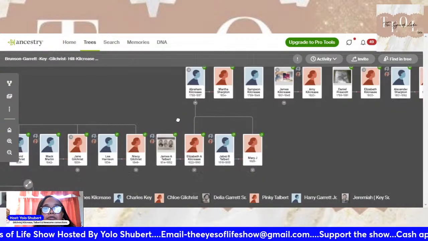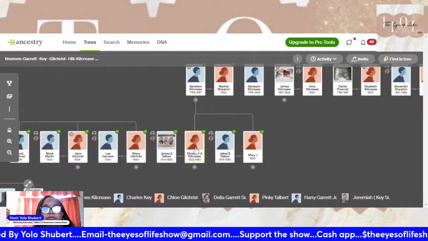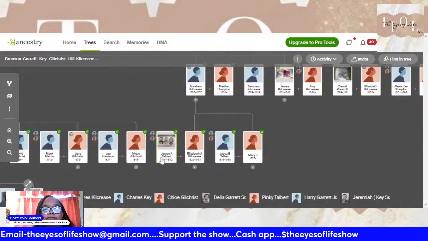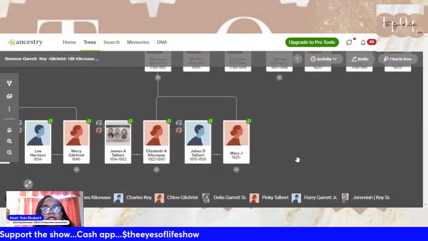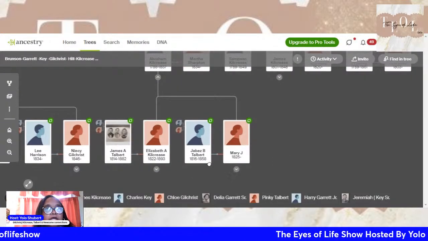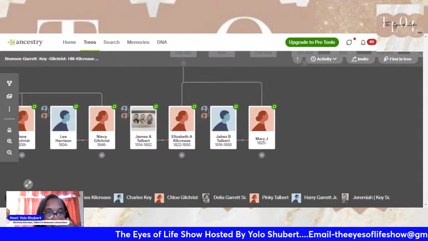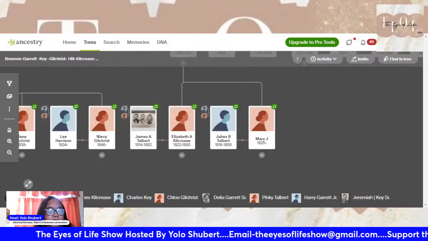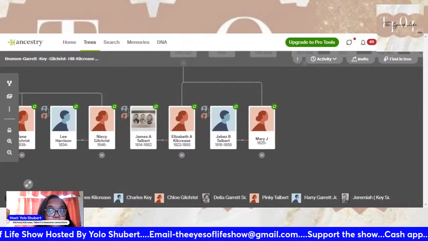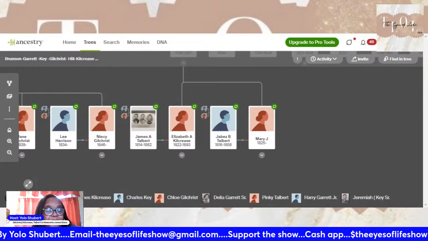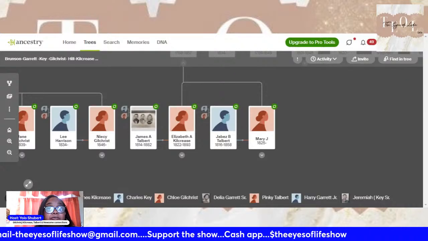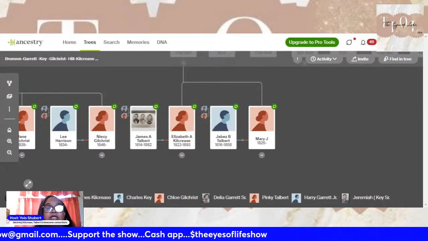So here's his daughter, Elizabeth. She married James. And then his other daughter married Jabez. This is how so many of us that were on the Gilchrist plantation actually got on the Talbert plantation. Some of them came from other places. Yes, they all did not come from the Gilchrist plantation.